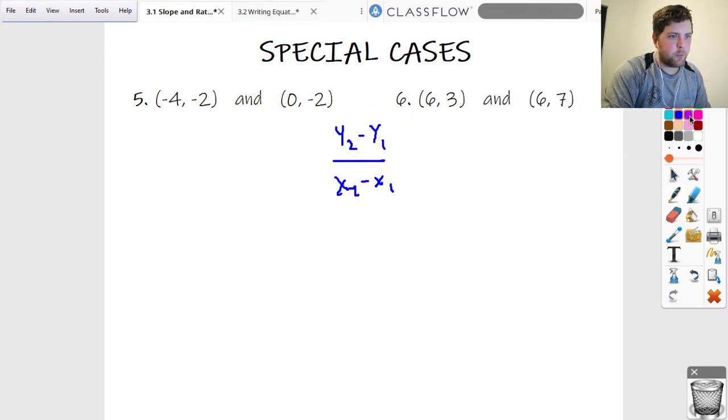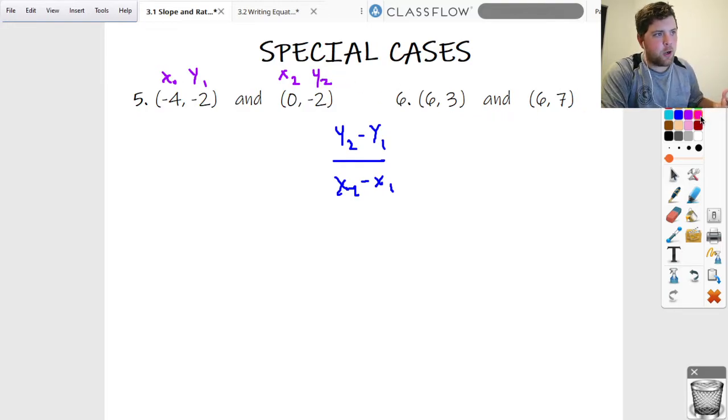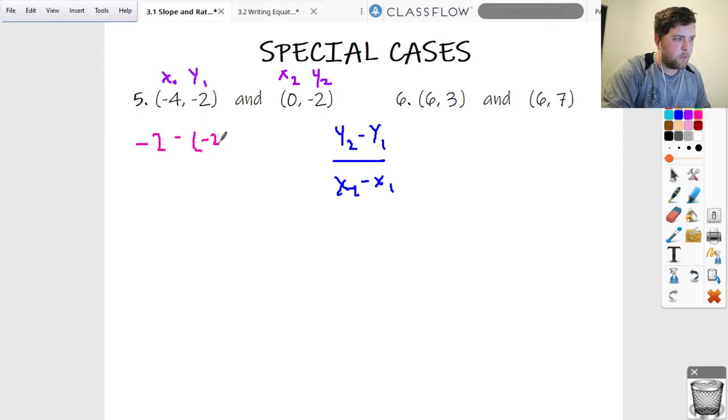So let's label our points. We've got x1, y1, then x2, y2. From there, we're just going to plug those values into our formula. So y2 is -2, minus y1, which is -2, over x2, which is 0, minus x1, which is -4.